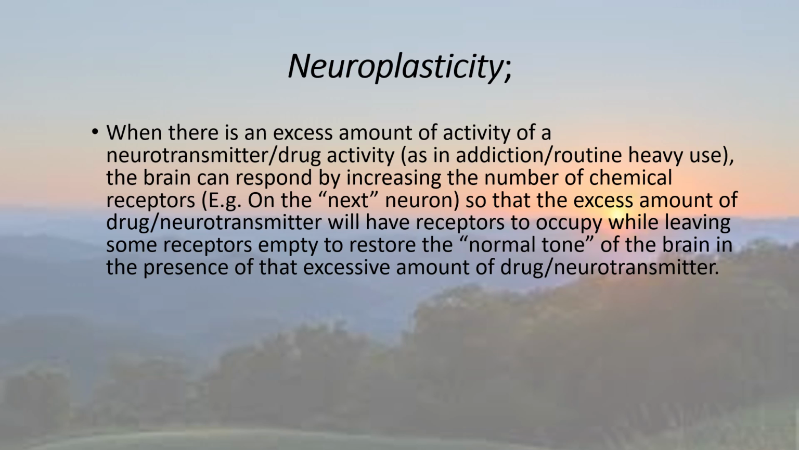When there is an excess amount of activity of a neurotransmitter or drug, as in addiction or a routine heavy user, the brain can respond by increasing the number of chemical receptors, e.g. on the next neuron, so that the excess amount of drug or neurotransmitter will have receptors to occupy while leaving some receptors empty to restore the normal tone of the brain and the neurons in the presence of that excessive amount of the drug or neurotransmitter. This is a natural compensatory homeostatic mechanism. This causes tolerance, the situation where the same dose of the drug has less of an effect, such that more drug is needed to maintain the desired effect.